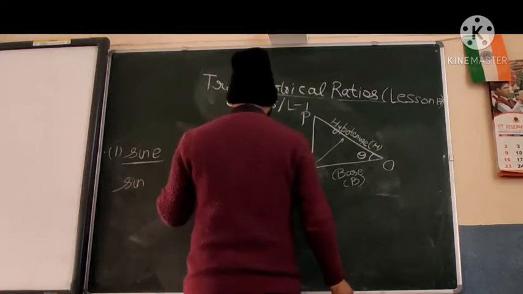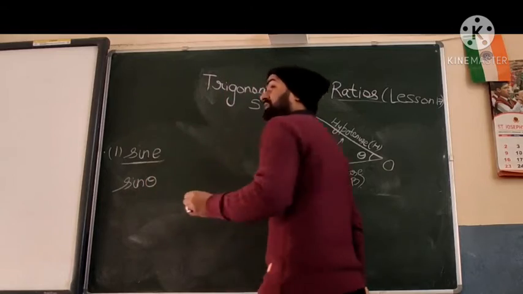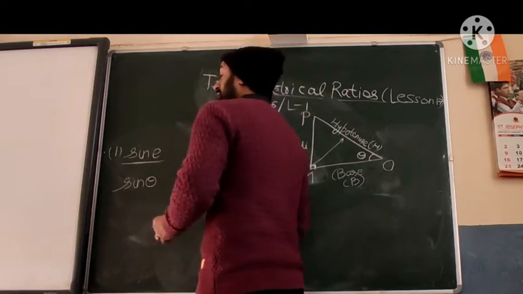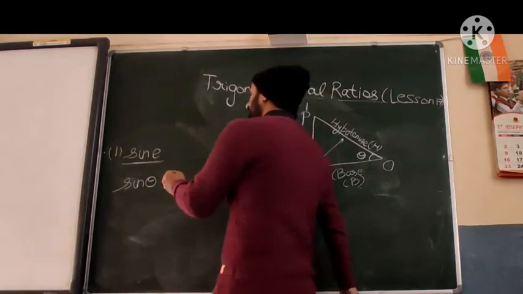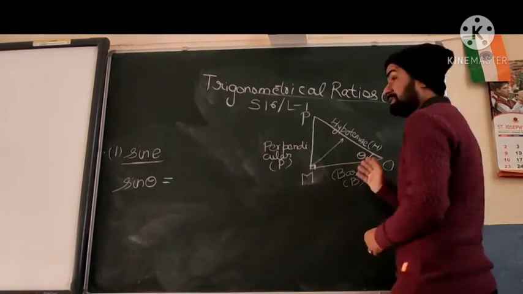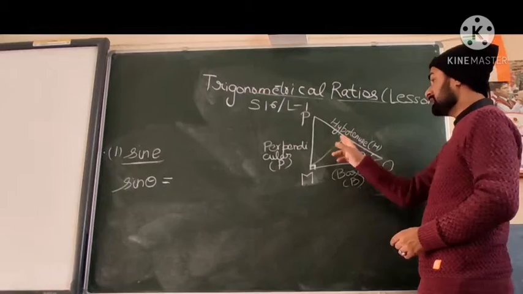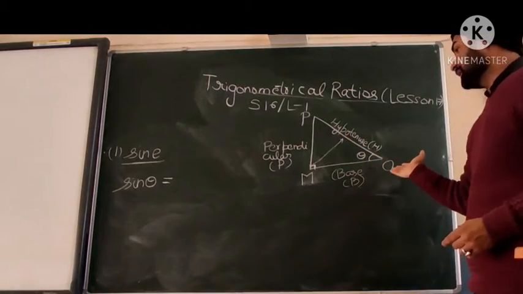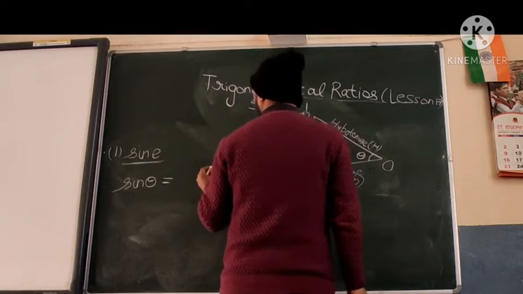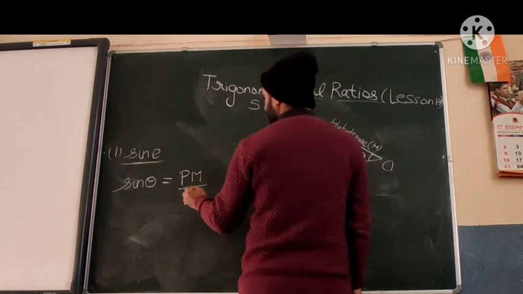Ratio of the angle. If we talk in regard of this figure, it should be sine of what? So sine is always associated with an angle. So sine of theta. Now, since it is a trigonometrical ratio, we will express that as a ratio. Ratio of what? Sides. Which two sides? Sine theta is the ratio of the perpendicular and the hypotenuse. In this particular triangle, what is the perpendicular there? Perpendicular is PM. And what is the hypotenuse? Hypotenuse is OP.